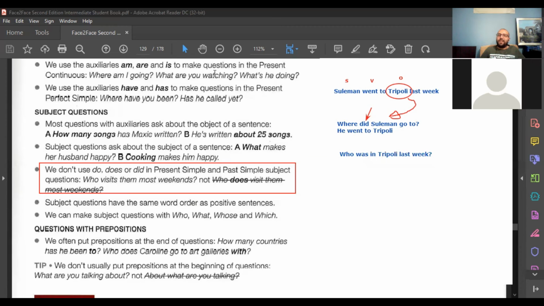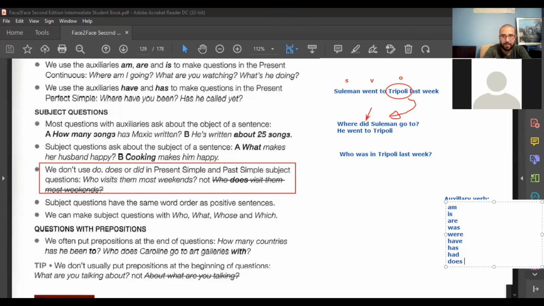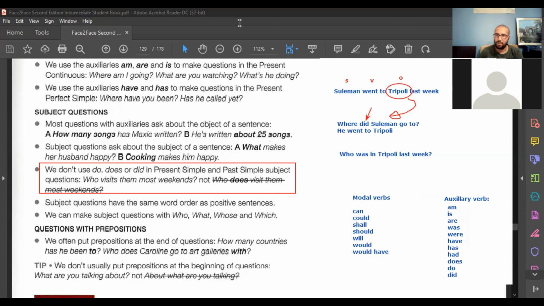Okay, now what I want you to do, before I tell you my question, is give me examples of auxiliary verbs. Tell me all the auxiliary verbs you know. Am, is, are. Good. Was, were. Good. Have, has, had. Good. Will. Could. Do, does. Did. Good. These are the classical auxiliary verbs. Correct.